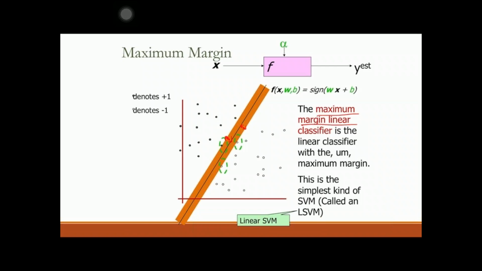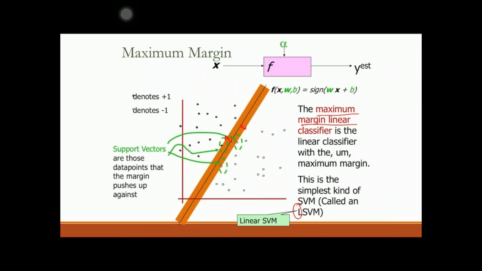This is the simplest kind of SVM, called LSVM. Why linear SVM? Because we are just fitting a line. We are not doing anything else. These are called the support vectors because these are the points on which your data lies.